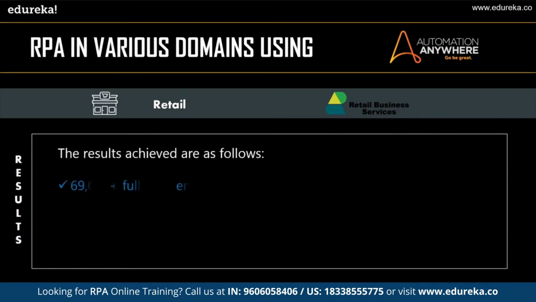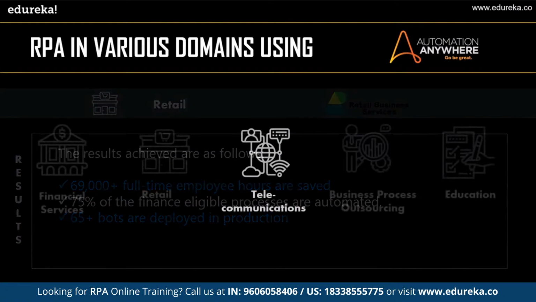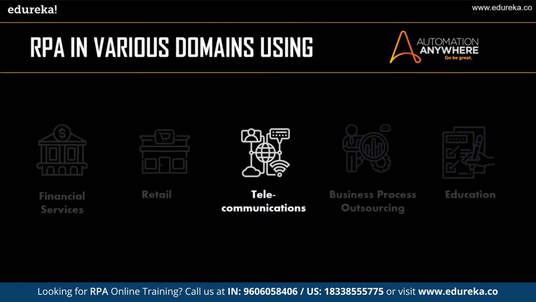So the results achieved are what you can see on my screen. More than 69,000 full-time employee hours were saved. Around 75% of the finance eligible processes are automated and more than 65 bots are deployed in production. So that's how, guys, RPA is used in the retail industry. Now let's move on with the next industry, that is RPA in telecommunications.